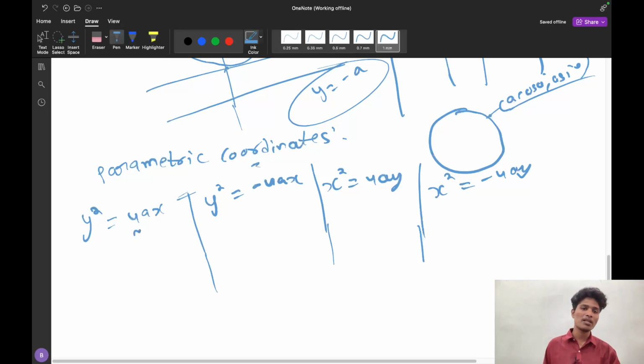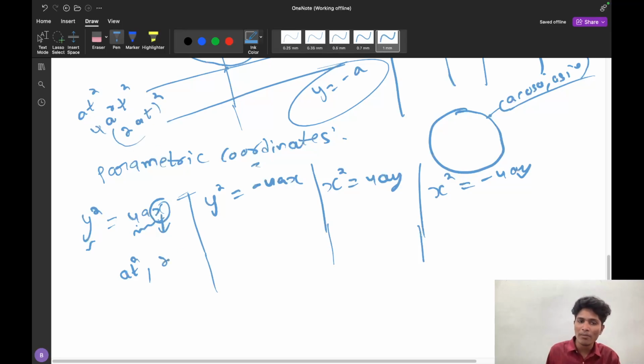So here if I observe, this is 4a x. If I substitute x value as at square, it will become a perfect square. Then I can find the value of y. So I am substituting at square in the place of x. What do I get? I get 4a square t square. So 4a square t square, I can write as 2at whole square. So the power will get cancelled. So y value will be 2at. So this is the parametric coordinate of parabola y square equal to 4ax.